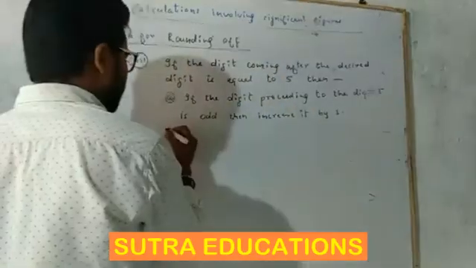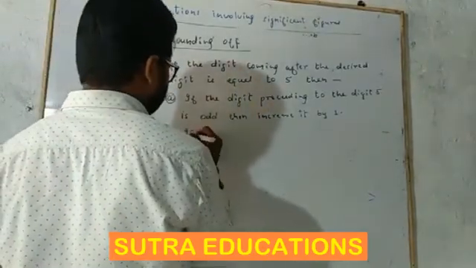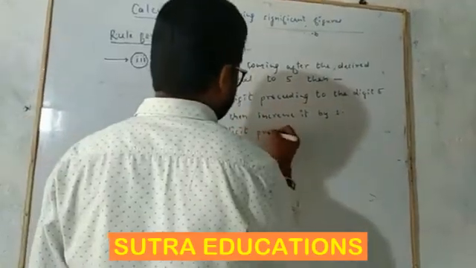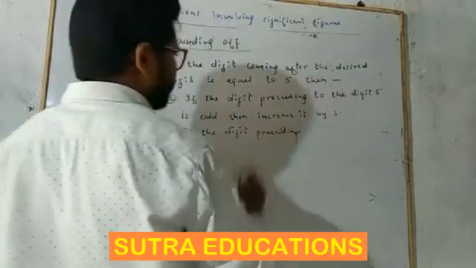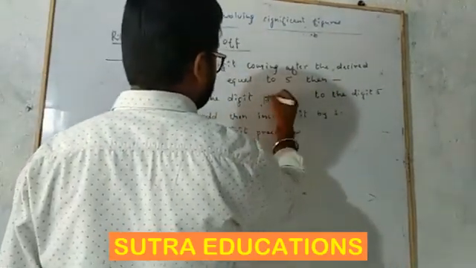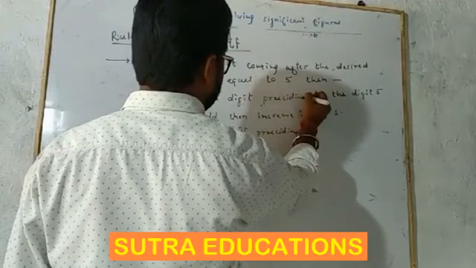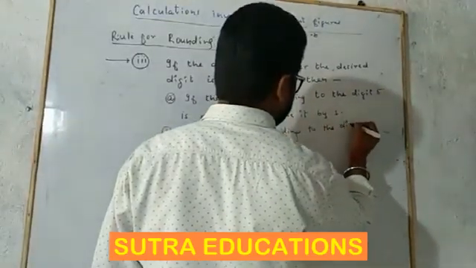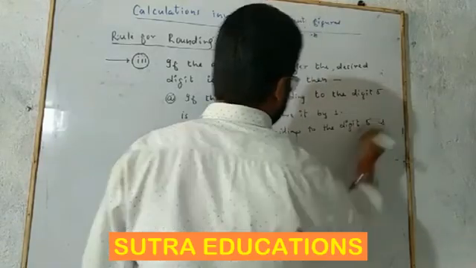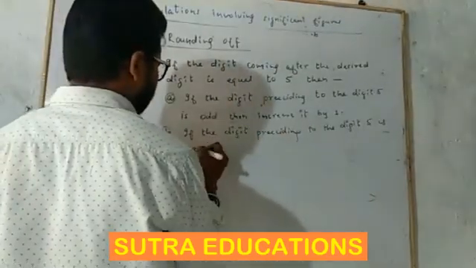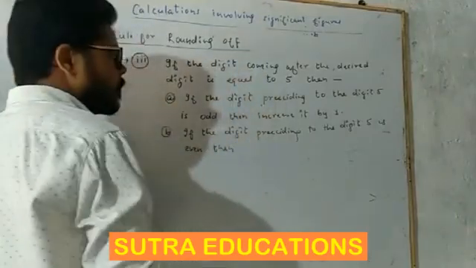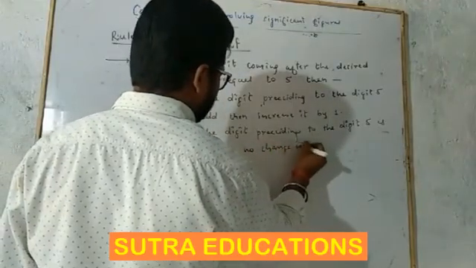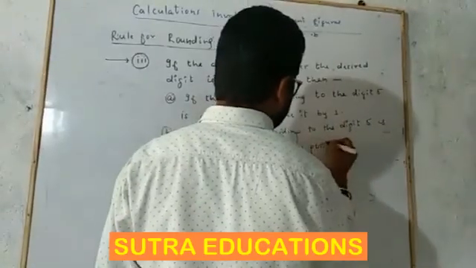And B is: if the digit preceding to the digit 5 is even, then no change is performed.